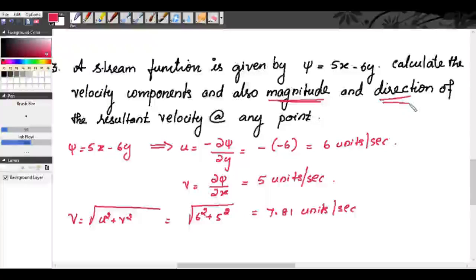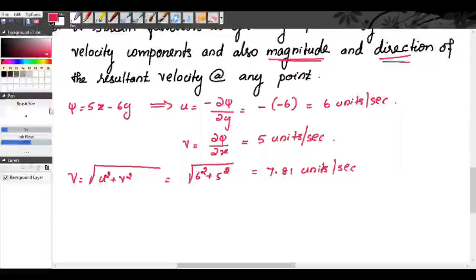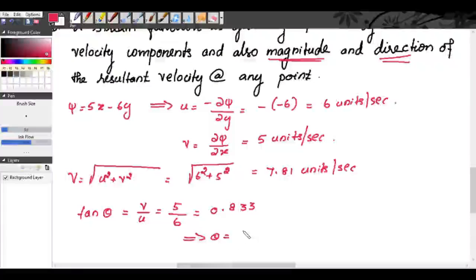Okay, so we are asked to find the magnitude and direction. Now how will we find the direction? Direction means we have to find the angle theta. So tan theta is equal to v by u, where v is 5 and u is 6. So we get 0.8333, from which we get theta is equal to 39 degree 48 minutes. So this is our answer. The direction is 39 degree 48 minutes.